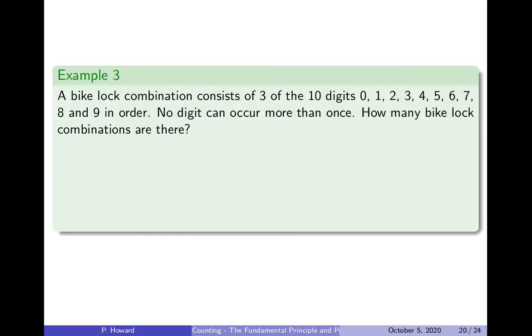Okay, you're going to try this example. A bike lock combination consists of 3 of the 10 digits 0 through 9 in order. Right, the 3 numbers for a bike lock combination are ordered. No digit can occur more than once, so we are not allowing repeat digits. So the question is, how many bike lock combinations are there?